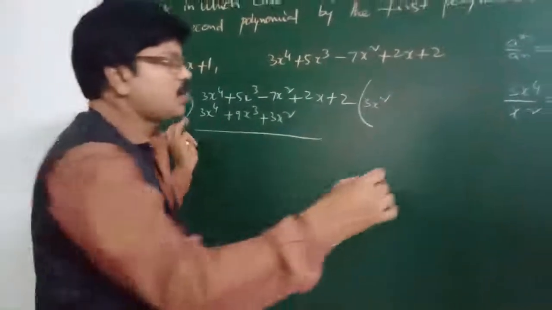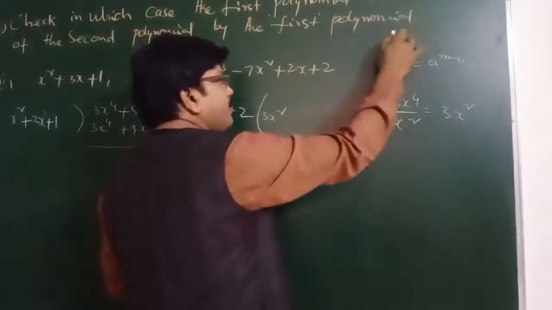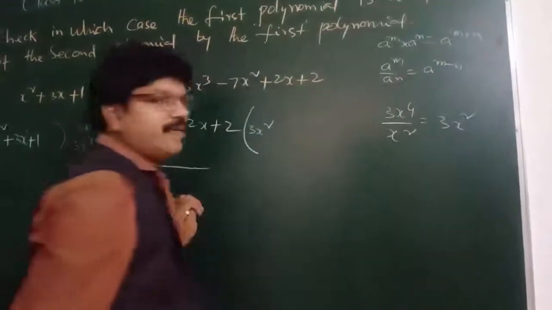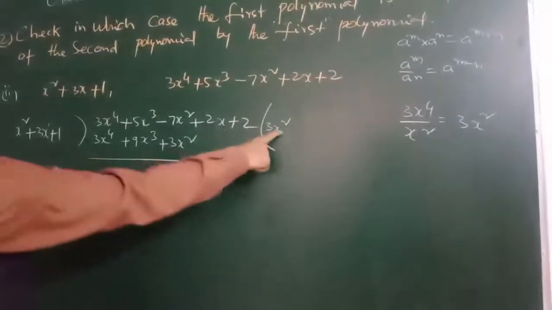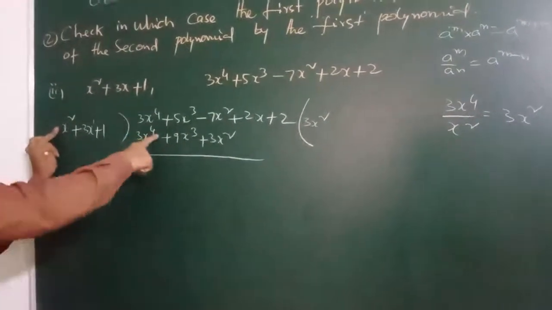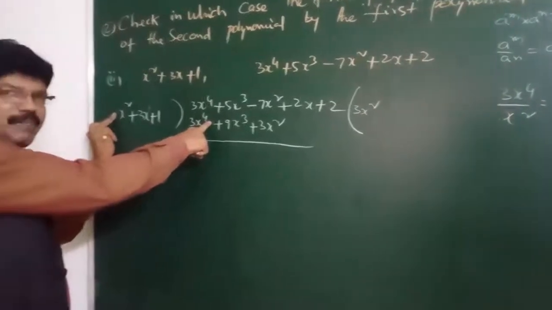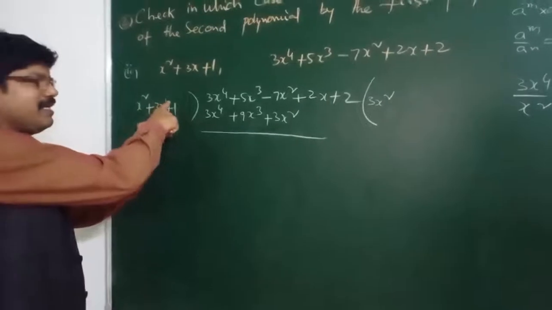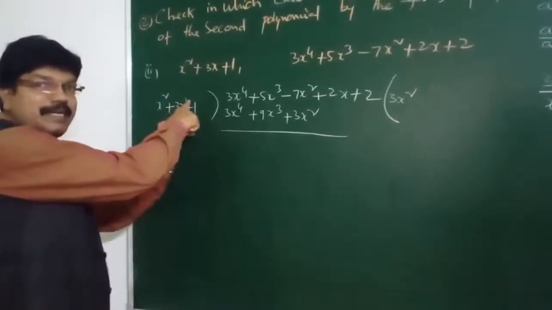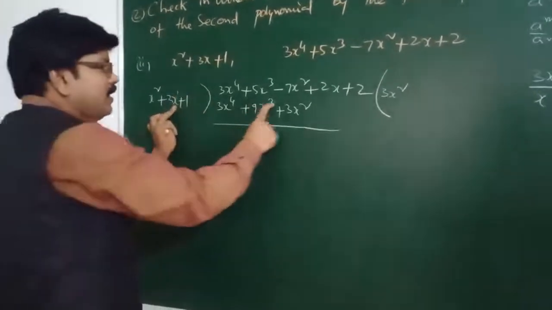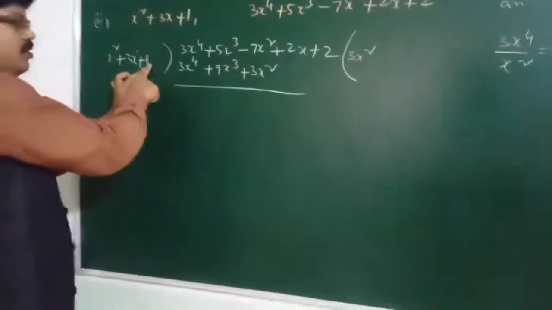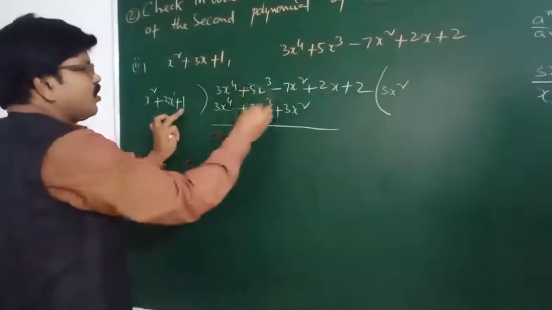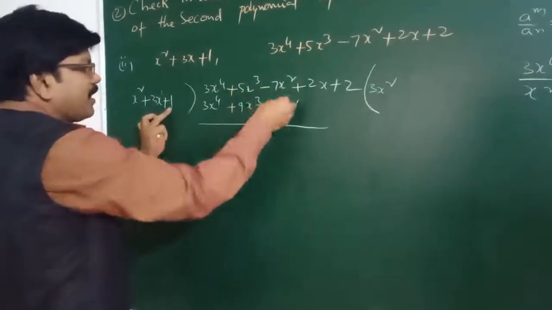In multiplication also we have an identity: a power m into a power n equals a power m plus n. Adding the powers, not multiplying them. x square into x square, x power 4. x square into x power 1, adding 1 plus 2, 3. x square into 3x square into 1, 3 1s are 3, x square. Observe the like terms: x power 4, x cube, x square.